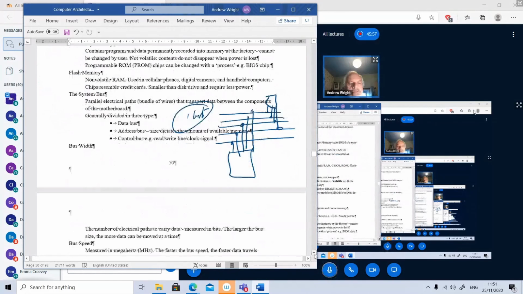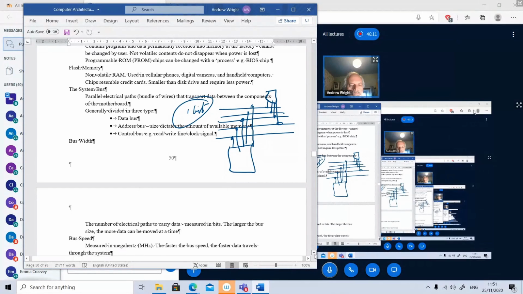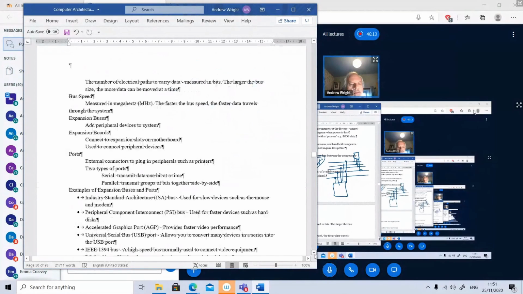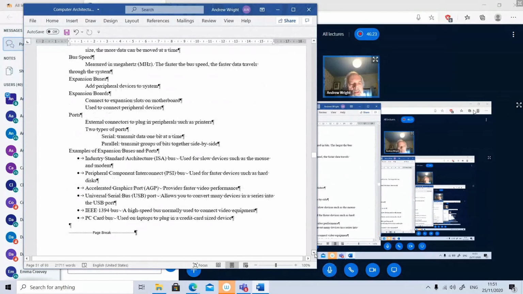So that's that. So the data bus, address bus, control bus. Clock signal is also on the control bus there. So we looked at the data bus and the address bus in terms of the fetch execute cycle. Bus speed, how fast it runs. Expansion buses, they're slightly different. They just add functionality to your computer.